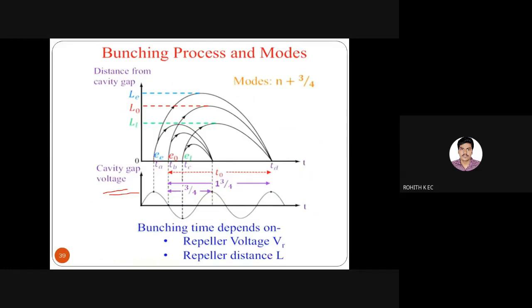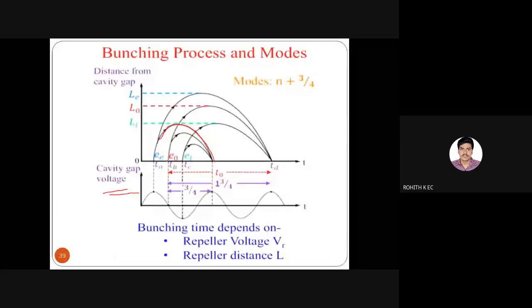So these early electrons will move inside the cavity first, and then after some time, because of the presence of the repeller voltage, they will experience repulsion and then go back inside the cavity. The next set of electrons are the reference electrons, E_R or E naught. Those electrons will come out, and after some repulsion they will go inside the cavity. And the last set of electrons are the late electrons, E_L.